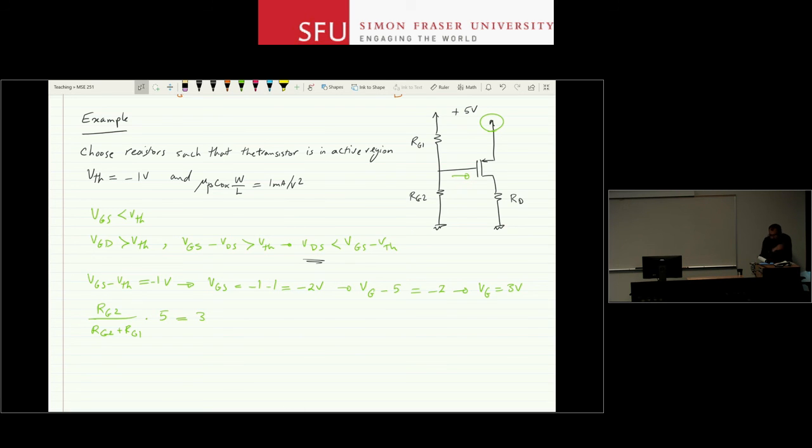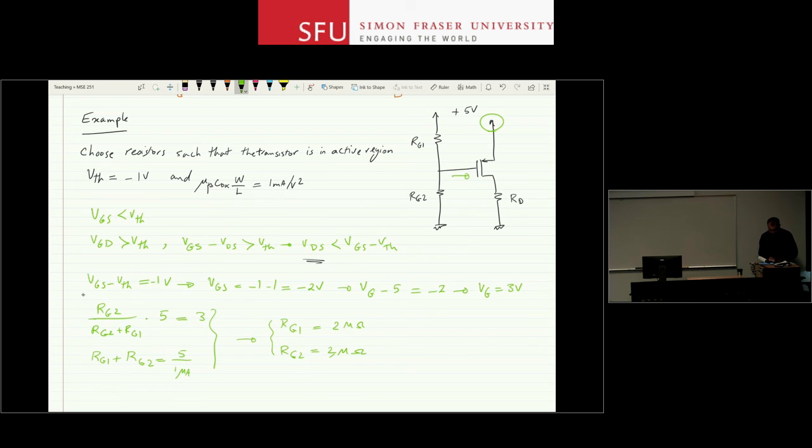And then I choose a criterion for the values of RG1 and RG2. Let's say I don't want the current through them to be more than 1 microamp. Then RG1 plus RG2 should be 5, the sum of them, divided by 1 microamp. From that equation, RG1 is going to be 2 megohms, and RG2 is 3 megohms. Okay, so I've established my gate voltage. What about the drain voltage?